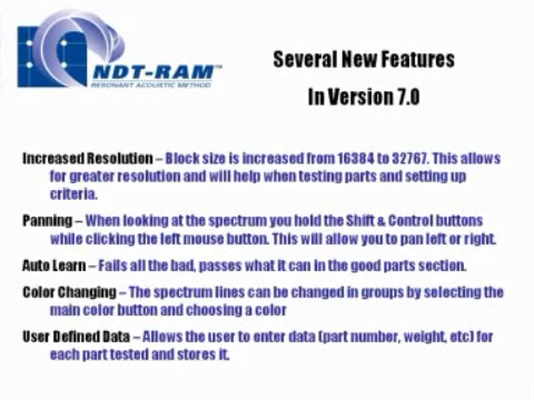The color changing: you can now color change a block of good or bad parts at the same time, and you don't have to do it individually. This speeds up setting up the criteria and makes things a little easier to see. And we also allow user-defined data to be entered for each part test. This data can be part number or weight or anything that the customer would like, and I'll show you how to do that.